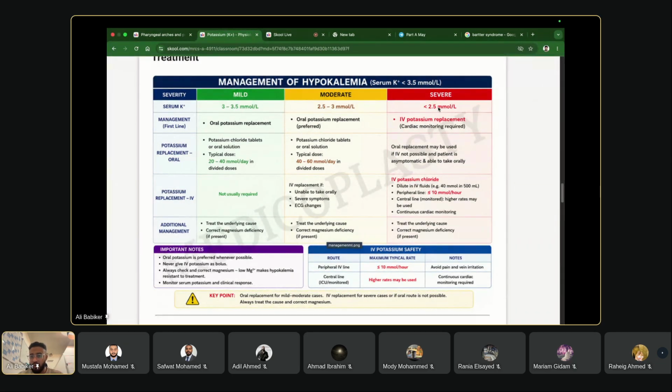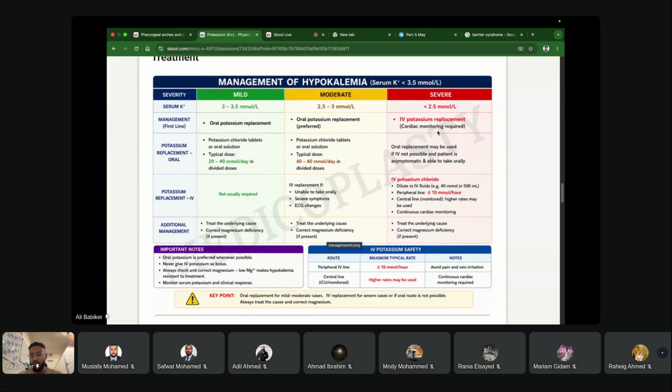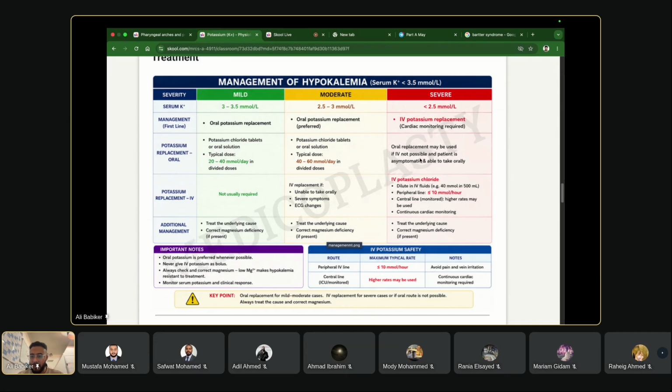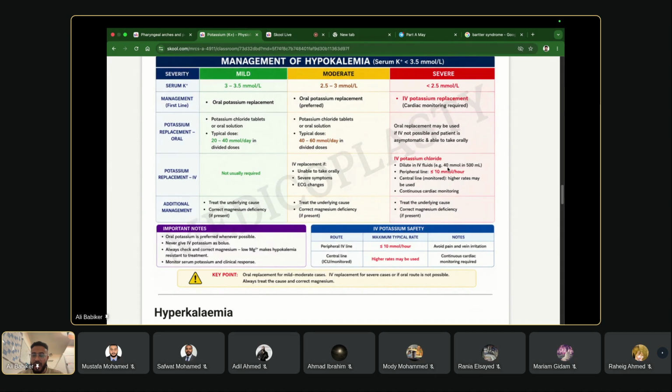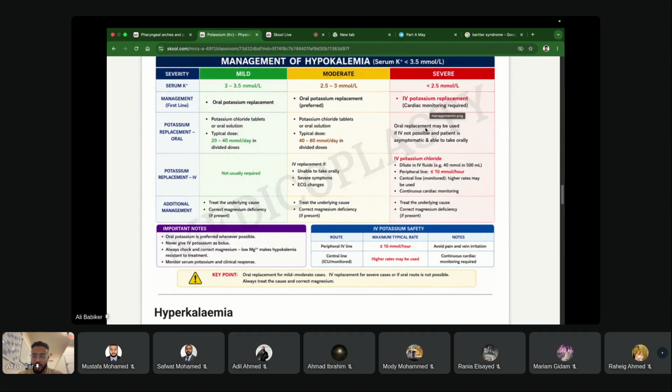If it's severe, less than 2.5, IV potassium replacement. Cardiac monitoring is required, meaning you're going to take your patient to a specialized area, ITU, ICU, or whatever. Oral replacement may be used if IV is not possible and the patient is asymptomatic and able to take orally. However, IV potassium replacement is the way to go.